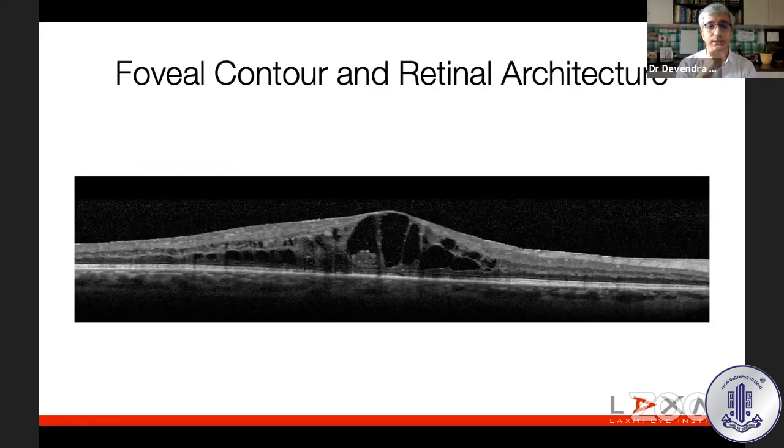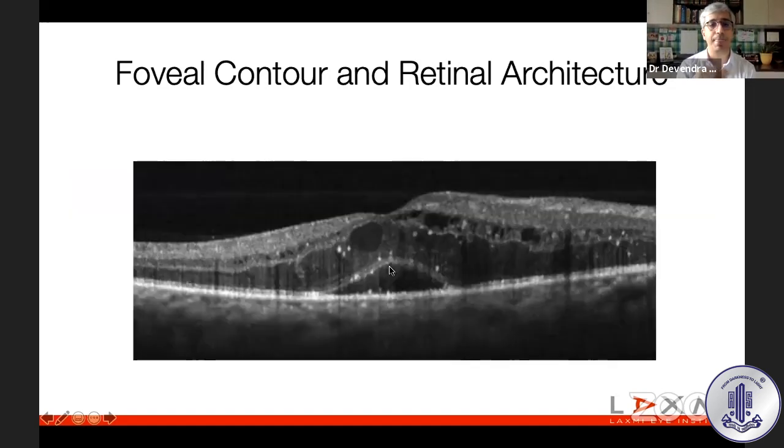Now, moving on into the retinal architecture, here you can see cystoid spaces, and they're large fluid-filled cavities or spaces within the retinal layers, and they've caused the normally concave retinal surface to now become convex, like a little mountain or a hillock. And you can see that there are these small collections of fluid within the retinal architecture.